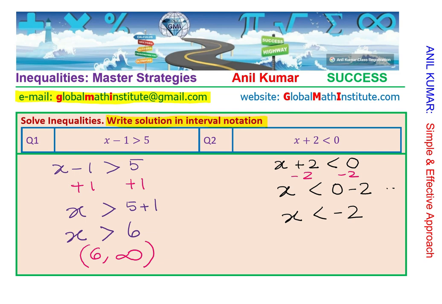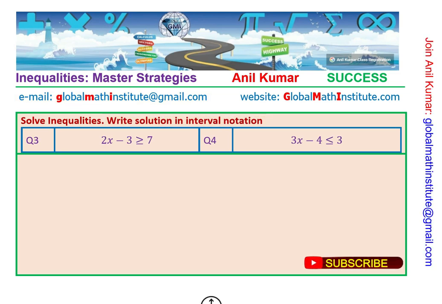This time, the x values are less than minus 2. It means the lowest value is going to be negative infinity. Since you cannot reach infinity, we have an open bracket. And minus 2 is also not included. So in these two examples, which we just solved for you, the limits on the outside are not included. Let's move on and take the next two questions.